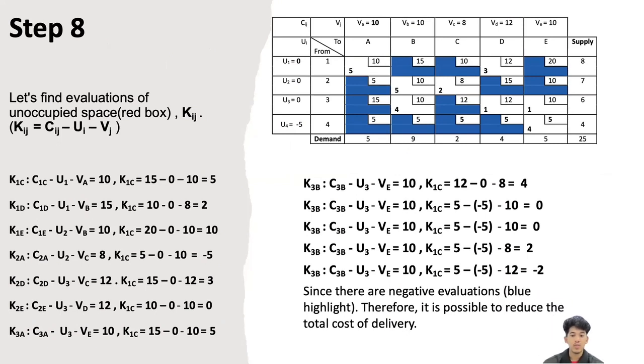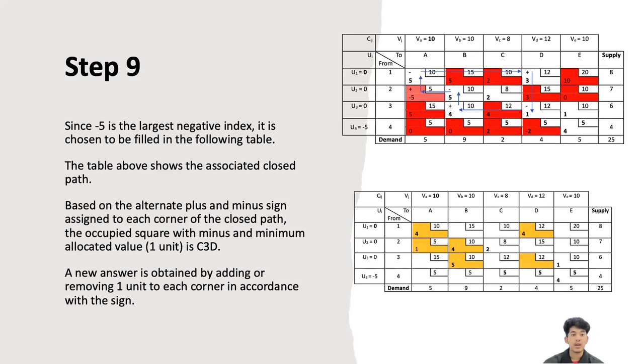Since there are negative evaluations, which is the blue highlighted one, it is possible to reduce the total cost of delivery. And for step 9, since the -5 is the largest negative index, it is chosen to be filled in the following table, which is the red one.